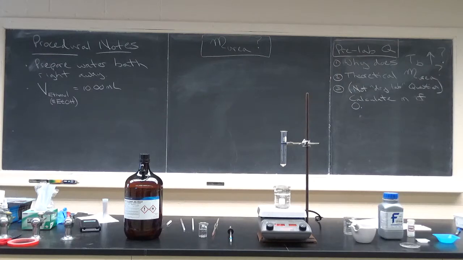I'm going to try to make this one a little bit more conversational rather than lecture style. So what lab are we doing here? We're doing the Colligative Properties lab, where we are determining the molar mass of a small organic compound called urea.